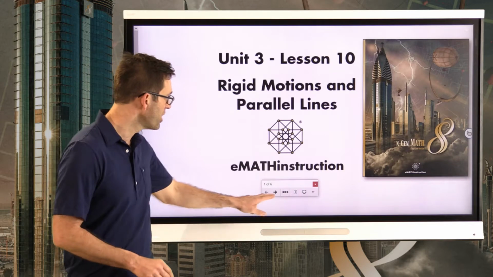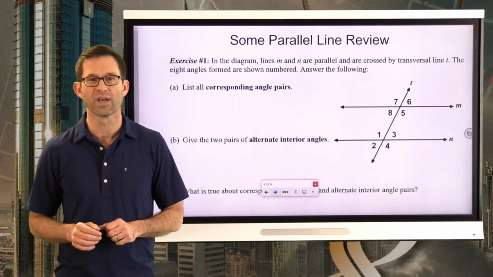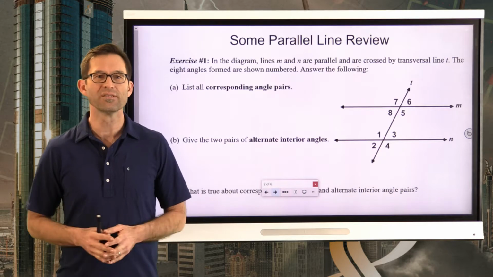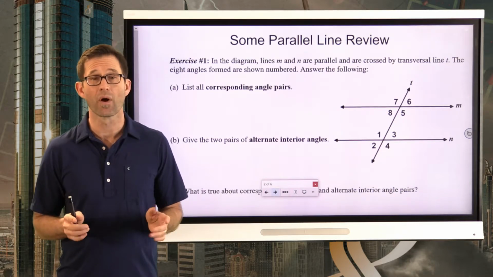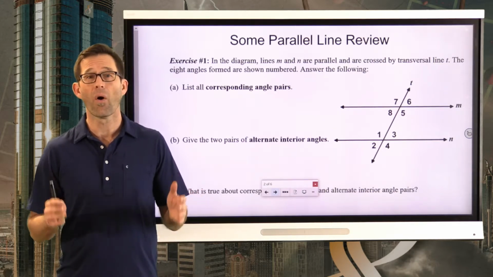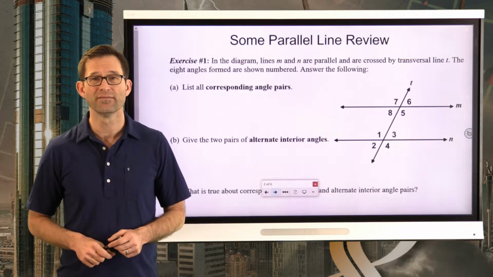Anyway, let's start with a little bit of parallel line review. Let's take a look at exercise number one. In the diagram, lines M and N are parallel and are crossed by transversal line T. The eight angles formed are shown numbered. Letter A asks us to list all corresponding angle pairs. Given that this is something we've done in a couple of lessons so far, pause the video now and see if you can name all the corresponding angle pairs that show up in this diagram. Take a little bit of time now.